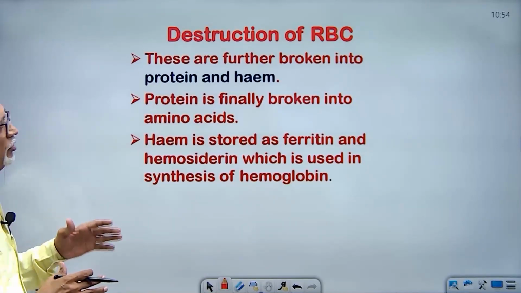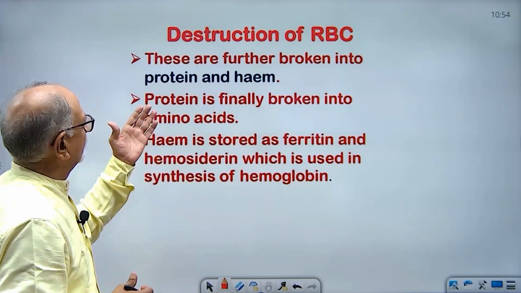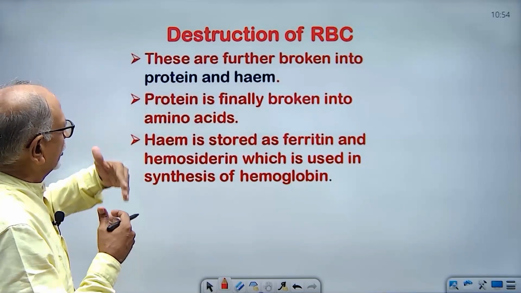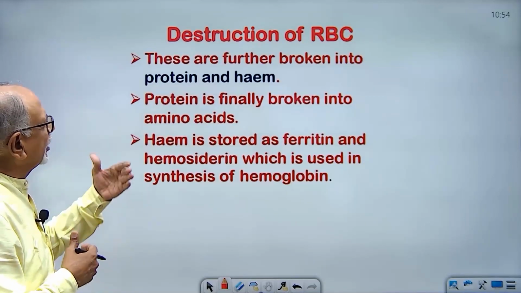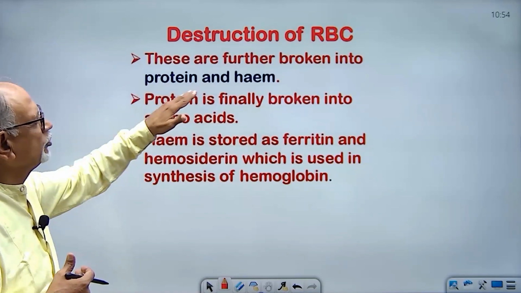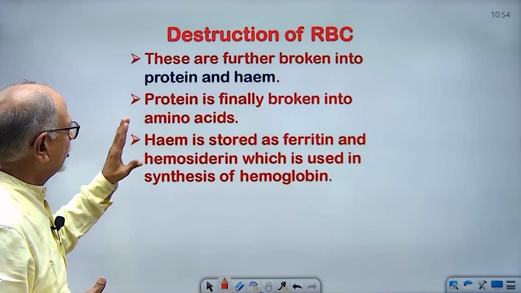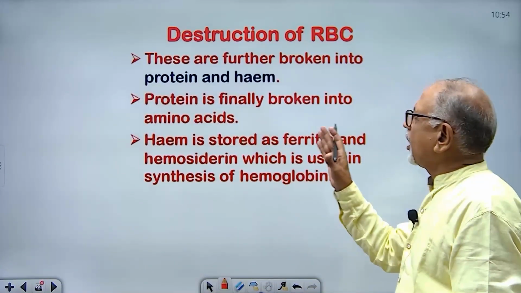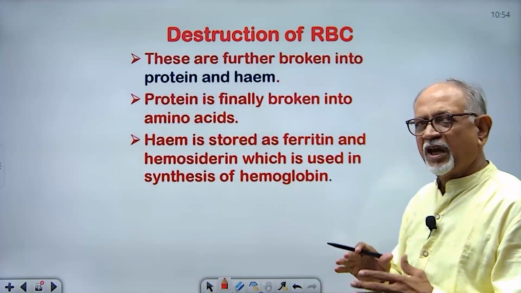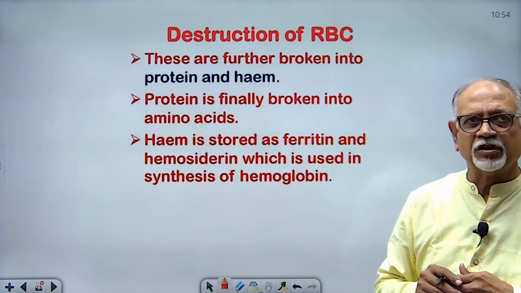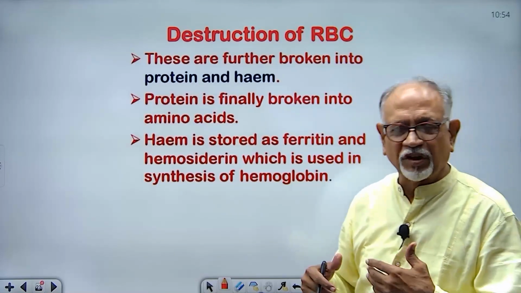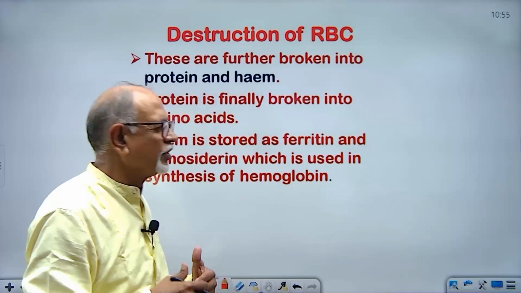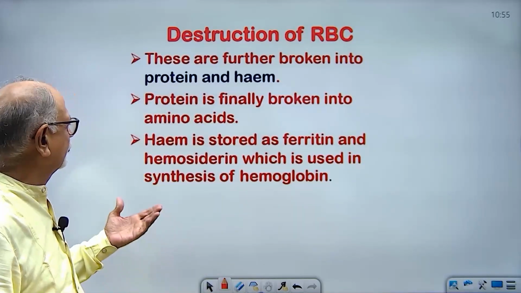Now, when this verdohemoglobin reaches the blood circulation, it is again broken into protein and heme. Protein is finally broken into amino acids, which are used as the amino acid pool in the blood for synthesis of certain enzymes, proteinaceous hormones, and other structural proteins.